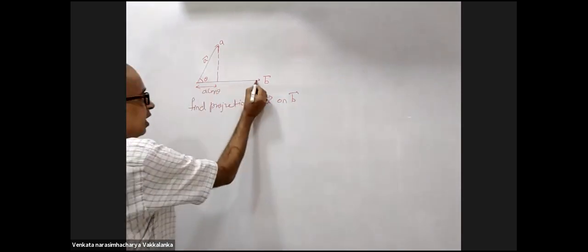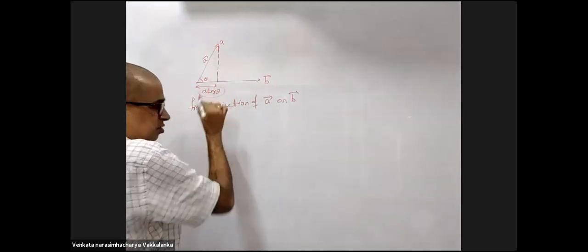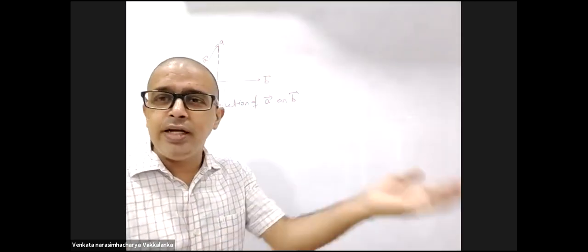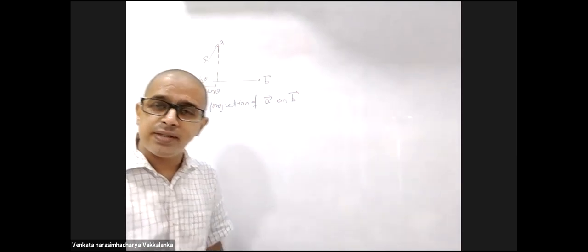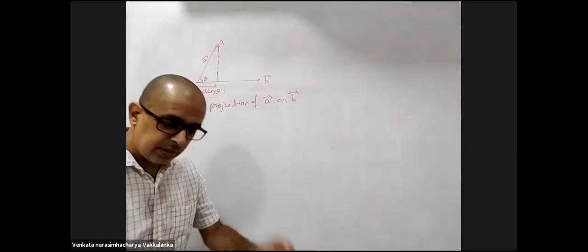I just give you the direction of B and ask you the projection of A on B. My answer is A cos theta. Give me the magnitude of A and theta, and A into cos theta is my answer. Agreed? Yes, sir.